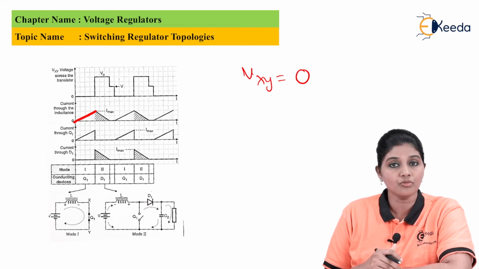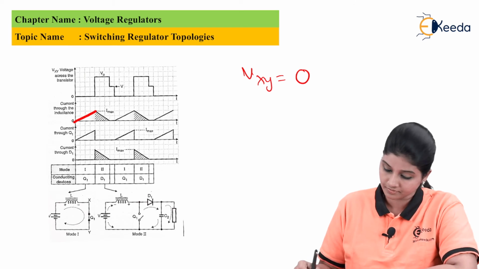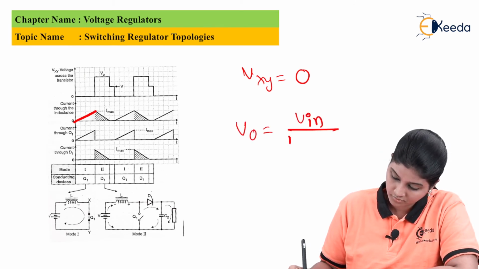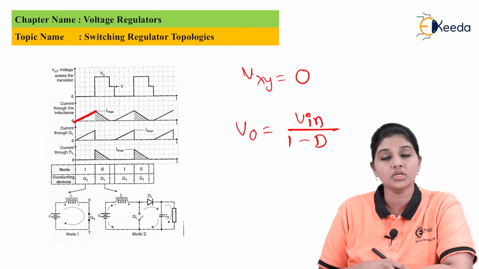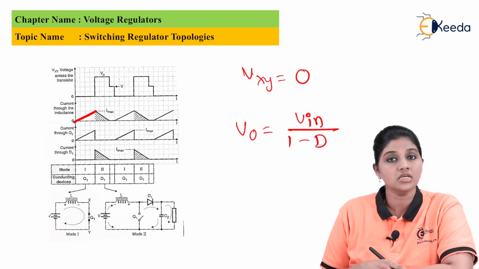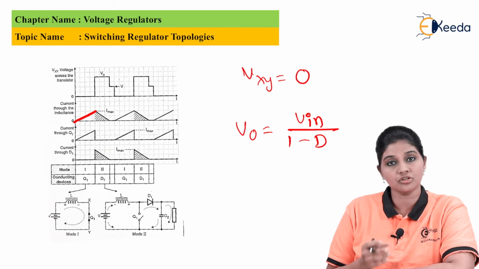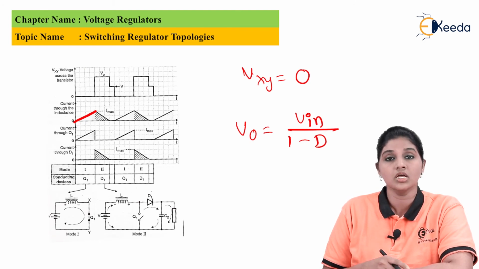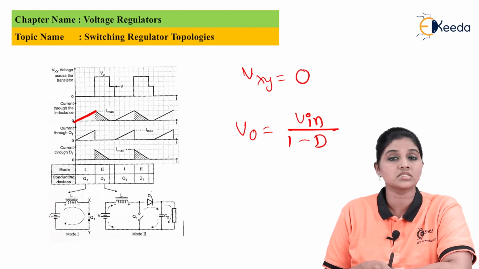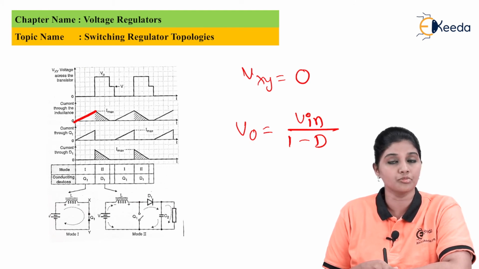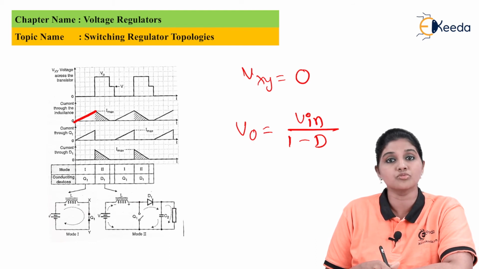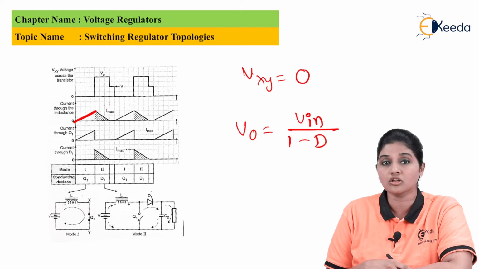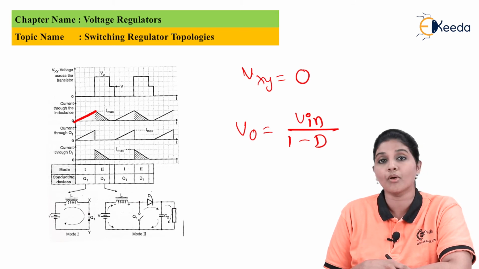In this case, the output voltage is given by a formula: VO equals Vin upon 1 minus D, where D is the duty cycle. So by changing the duty cycle, we can vary the output voltage or the average value of the output voltage. This type of switching regulator provides output voltage higher than the input voltage, and that's why it is called a boosting or boost converter.